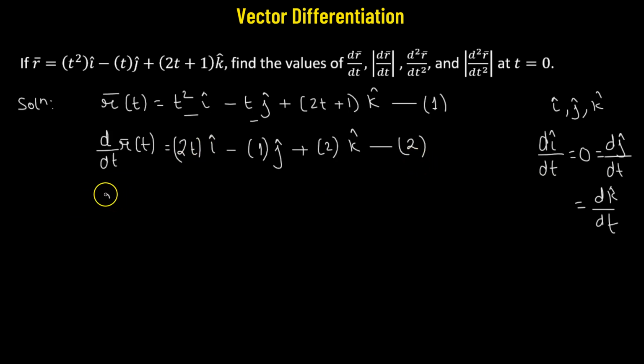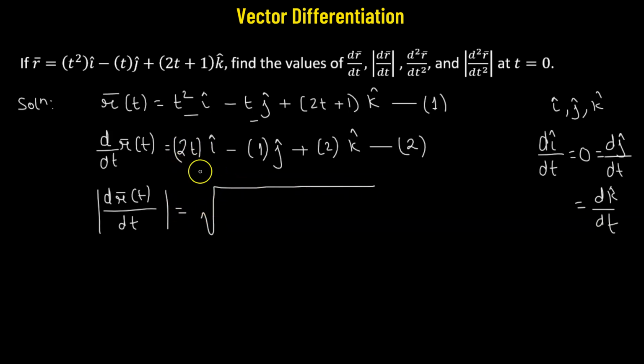Now let's find the magnitude of this first derivative of r with respect to t. For finding the magnitude, all we have to do is take the square root, and then take each of the components, square it, and add them to each other. That gives us the square root of 4t squared plus 5. Now we have to find the values at t equals 0, so we'll come to that at the end. Let's first compute all the required derivatives.